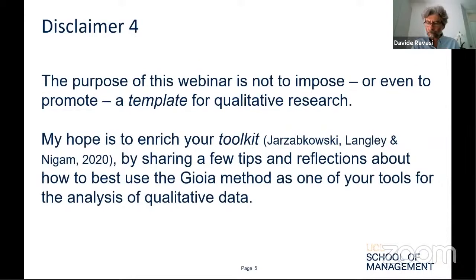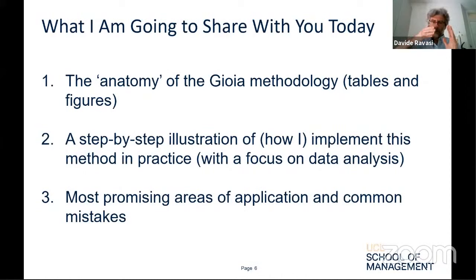Before moving into a more step-by-step discussion of how to implement the Gioia method, I think it's important to spend a few minutes to discuss templates. Because later, we will discuss the anatomy of the Gioia methodology. What tables are you supposed to use? What figures? Where do they come from? What is their structure? What should go in there and what shouldn't? Then I will take you through the process of how I produce these tables, these figures, and especially the theory that comes at the end of the process. And then finally, we will discuss some more or less promising areas of application.